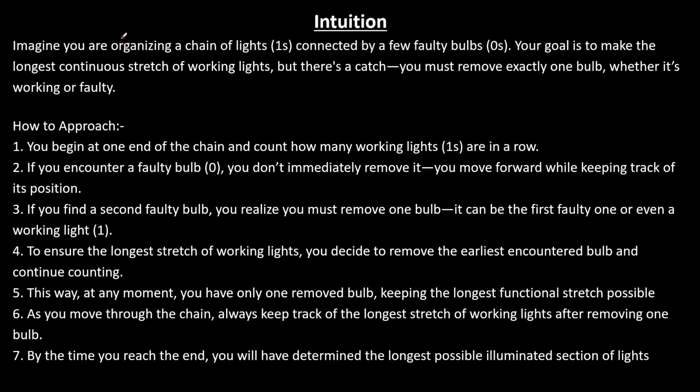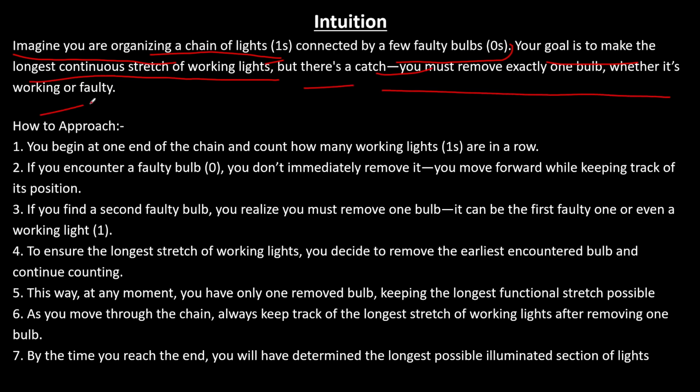To understand what the problem is asking, we should build up an intuition for the problem. Fine. Now let's start. So imagine you are organizing a chain of lights. Let those be ones which are connected, and a few faulty bulbs which are zeros. So our goal is to make the longest contiguous stretch of working lights. But there is a catch. You must remove exactly one bulb, whether it is working or faulty. So let's build up an intuition taking this scenario.